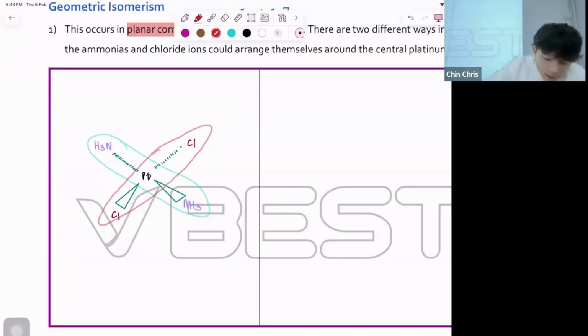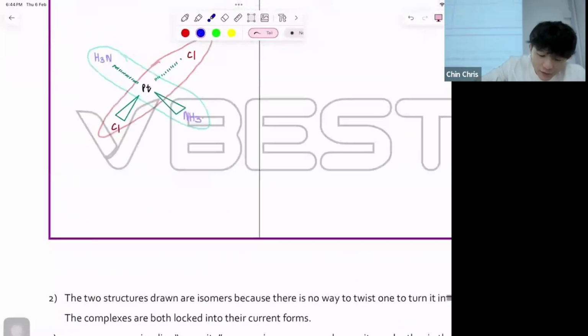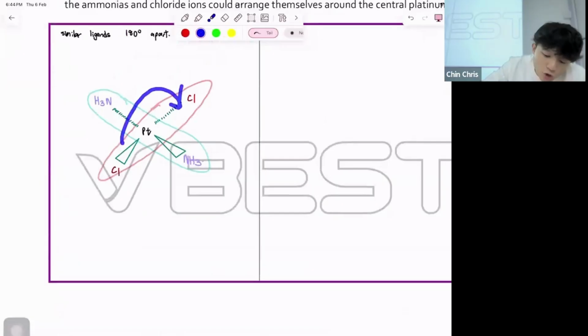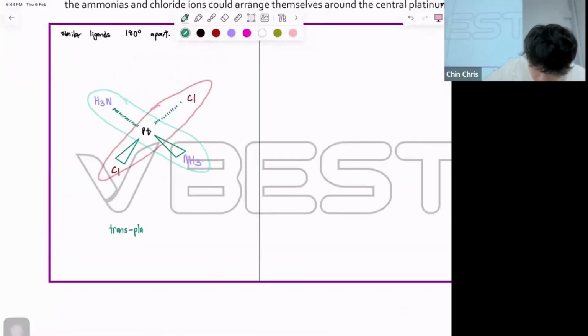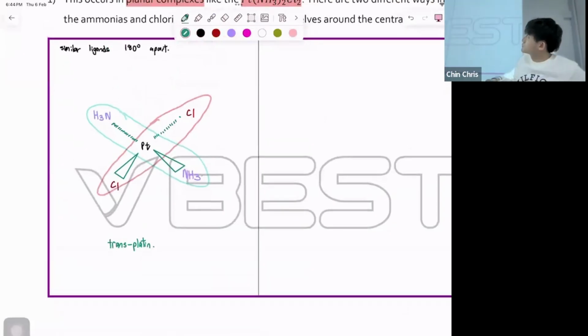Again, when you have similar ligands standing 180 degrees apart, it's opposite. When it's opposite in chemistry, we always call it trans. So this is a trans platinum. When it's 180 degrees apart, we call it trans.